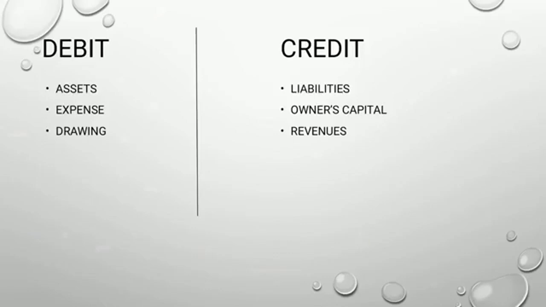Just like that, you can see the credit. Below the credit title, you can see liability, owner's capital, revenue. If any of them increase, that will go to credit side, and if any of them decrease, that will go to the debit side.